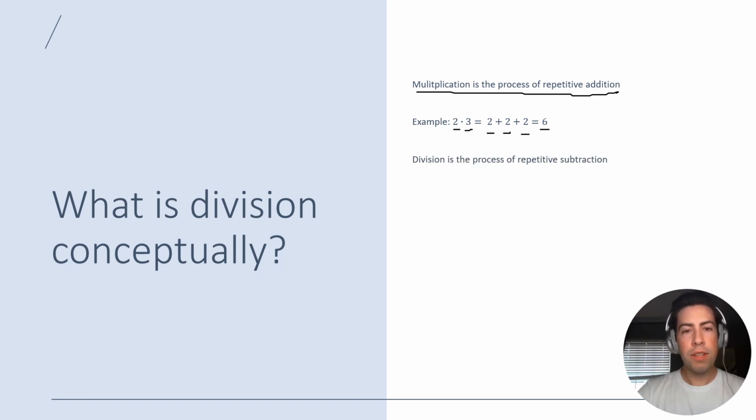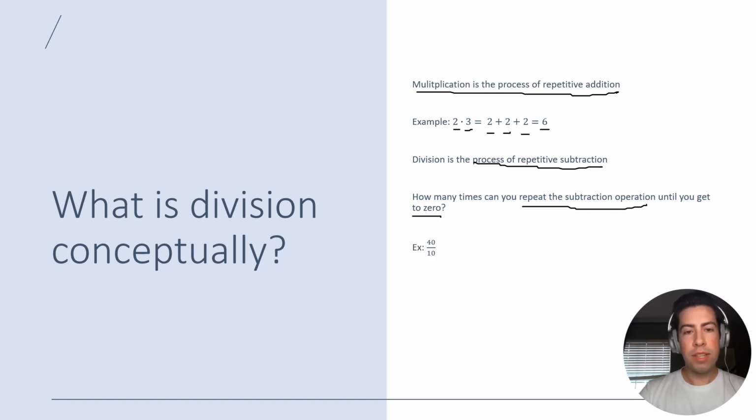Okay, so division, because it's the inverse of multiplication, is the process of repetitive subtraction. The way we can think about this is, how many times can you repeat the subtraction operation until you get to 0? So let's start with an example. We have 40 divided by 10. What this is saying is, how many times can we subtract 10 from 40? We get 40 minus 10 equals 30. Then 30 minus 10 is 20, 20 minus 10 is 10, and then 10 minus 10 is 0.